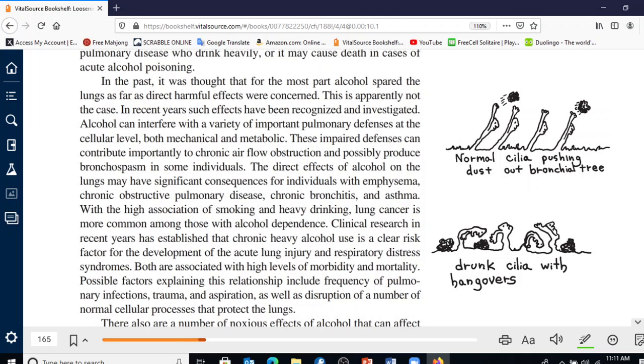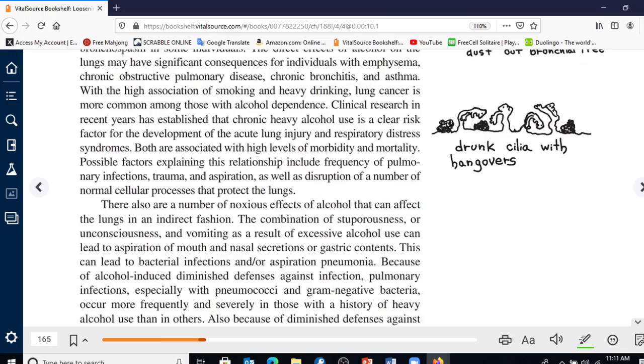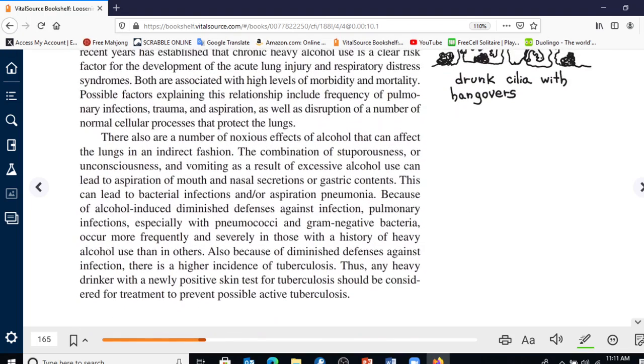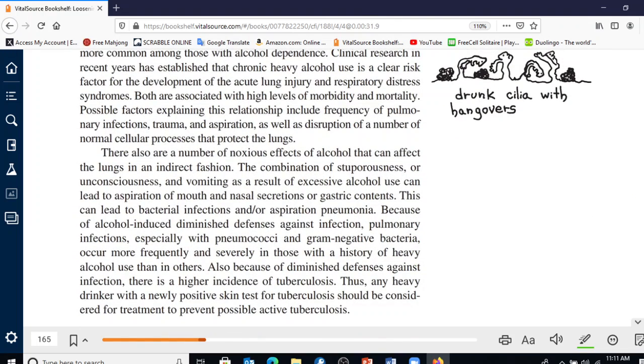Or the other way is that we ingest enough alcohol that we put to sleep the part of the brain that controls breathing, and then we suffocate. It's not a direct effect on the lung, but it is a way to die. And so respiratory arrest is a way to pass.